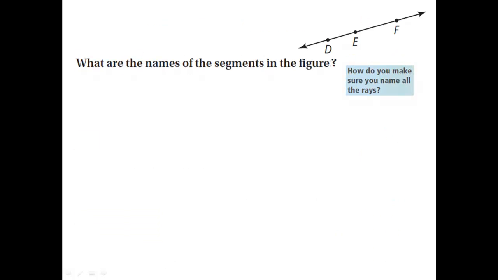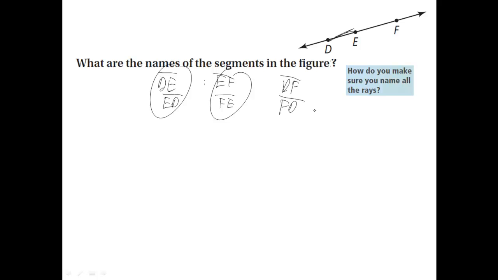Now we're going to practice naming some of these segments. If you look at this figure, we've got segment DE. So segment DE is a segment in this figure. We've got also segment ED. It's the same segment, just a different way of naming it. You have segment EF, but you also have segment FE. This is the left piece, DE and ED, and this is the right piece, EF and FE. And you kind of have the whole thing, DF and FD. Those are both segments here.